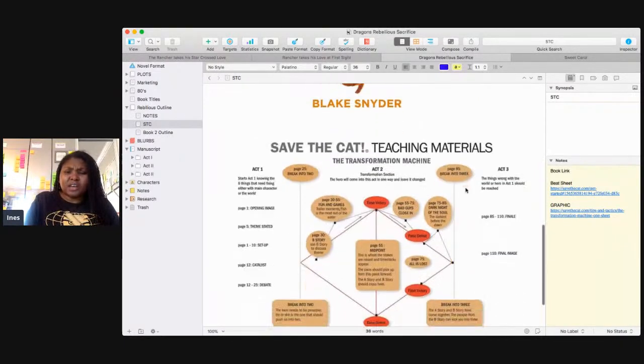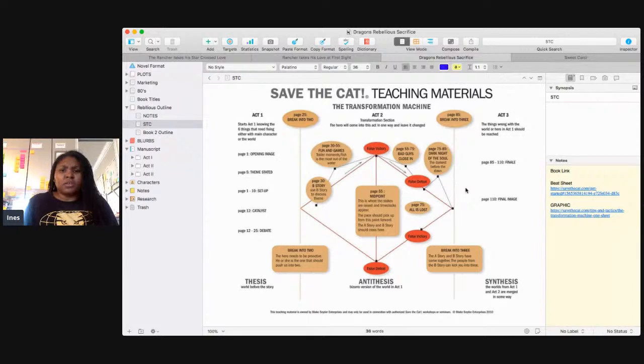So this is on his website. Blake Snyder passed away, so someone else made this. But this is a really great diagram of how this idea of a thesis, and antithesis, and a synthesis works.